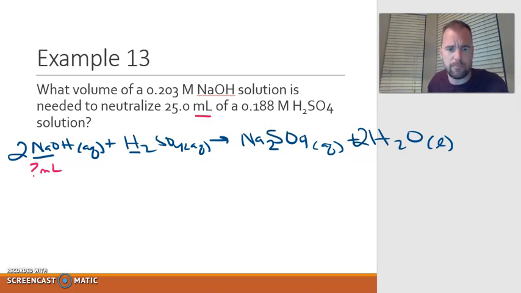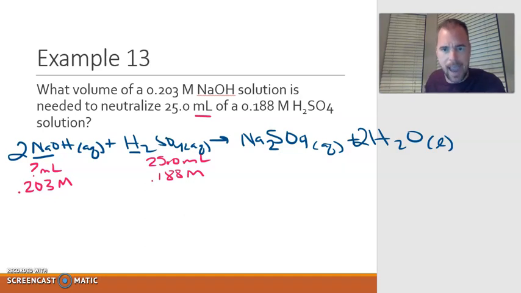So what volume of base, knowing that its molarity is 0.203, is needed to fully react or neutralize 25 milliliters of a 0.188 molar solution? Notice I'm not asking anything about the products. Do you see that? The problem is not asking anything about sodium sulfate or water. It doesn't matter. The question is saying, all right, you've got 25 milliliters of the acid, therefore how much base is needed to fully react with it? Meaning no leftovers, no limiting reagent, no excess reagent, it's fully reacting.